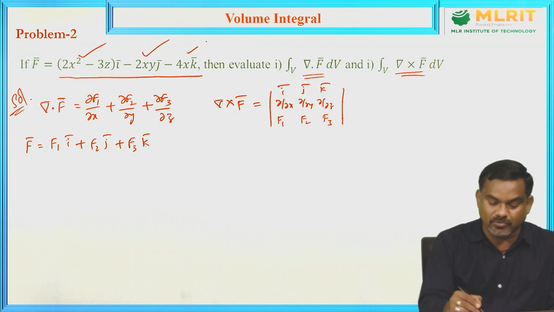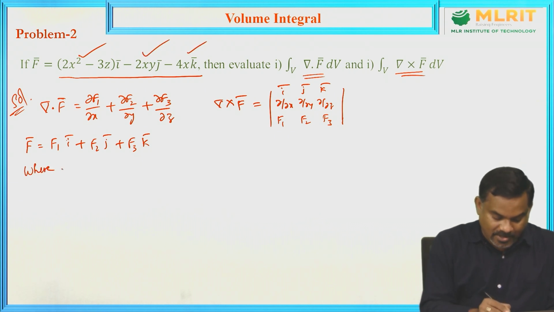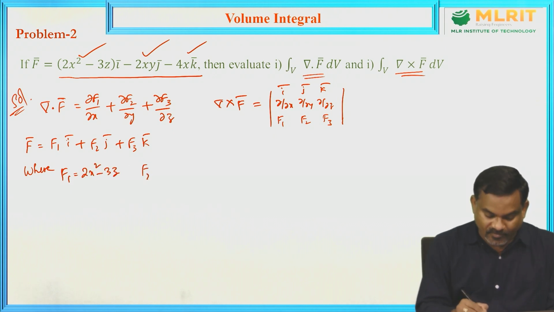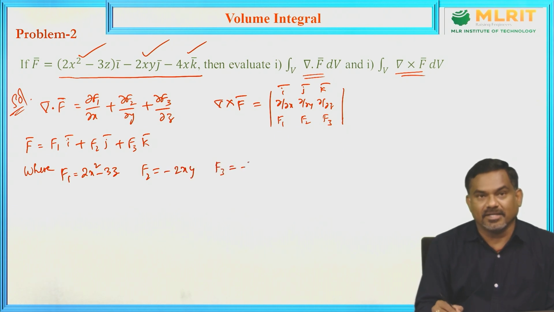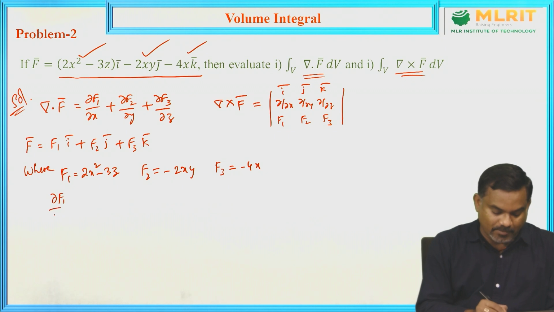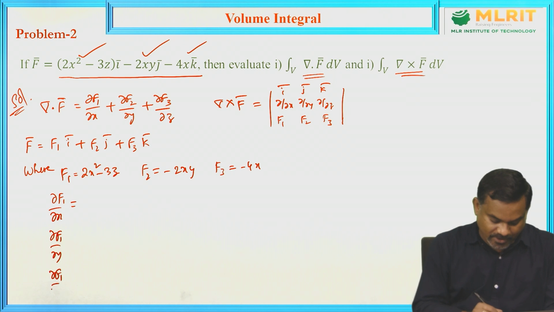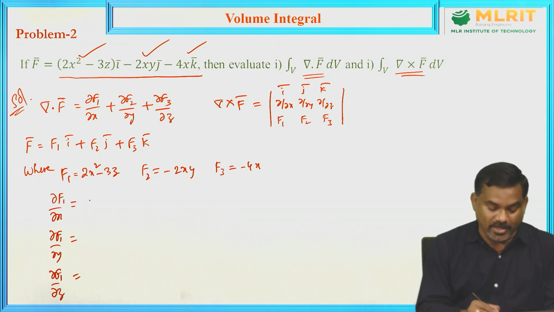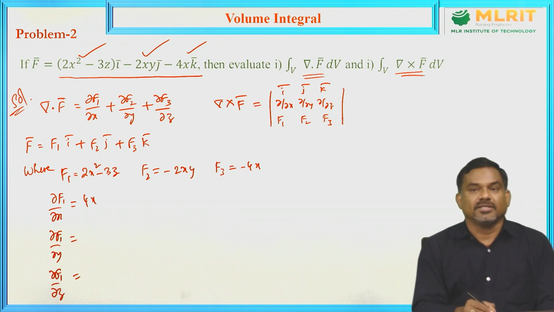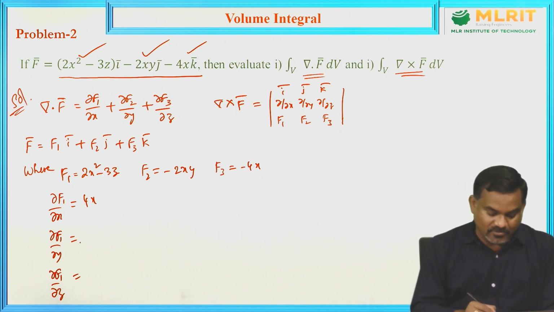This is f1, f2, f3, where f1 is 2x square minus 3z, the first component. f2 is the second component, minus 2xy, and f3 is minus 4x. Now let us find all the partial derivatives. Dou f1 by dou x, dou f1 by dou y, dou f1 by dou z. Now first f1 with respect to x partially. Here 2x square term is there, so the derivative of x square is 2x, so we get 4x. And we treat 3z as constant, so this is 0. Now with respect to y, there is no y term, 0. With respect to z, we treat x as constant.